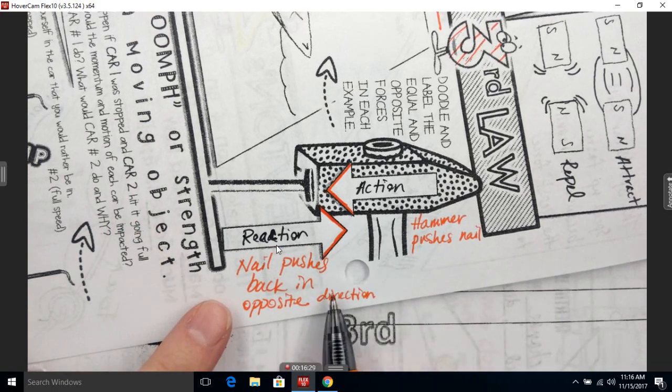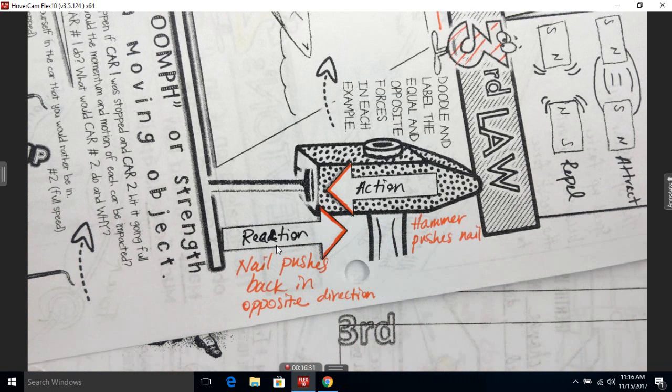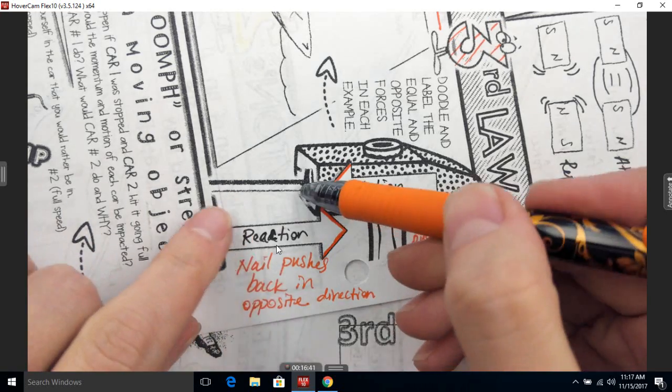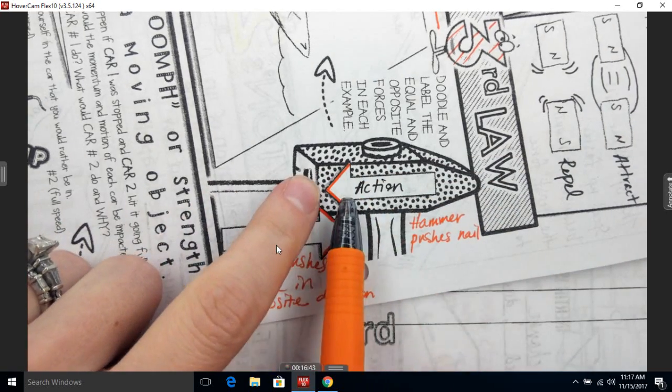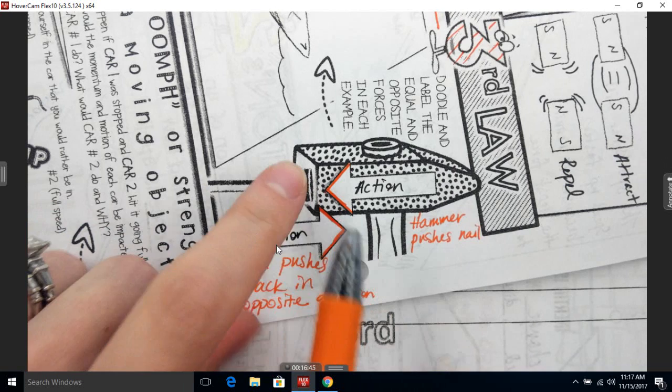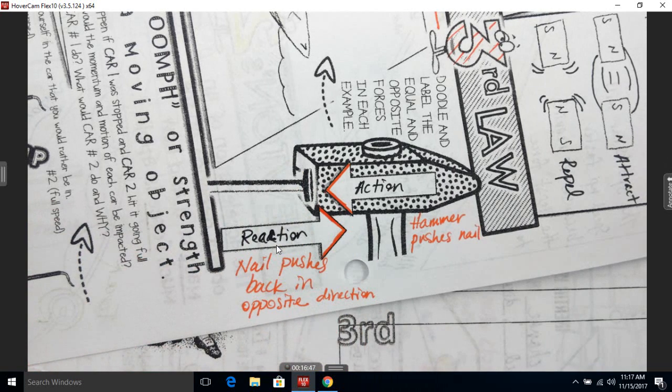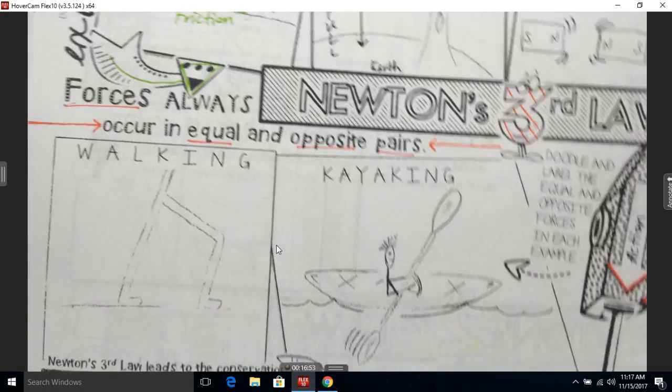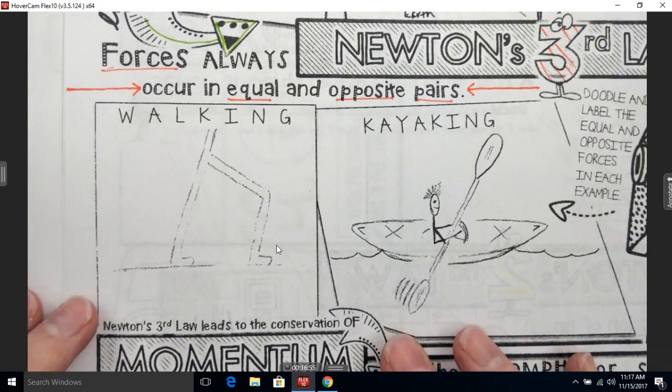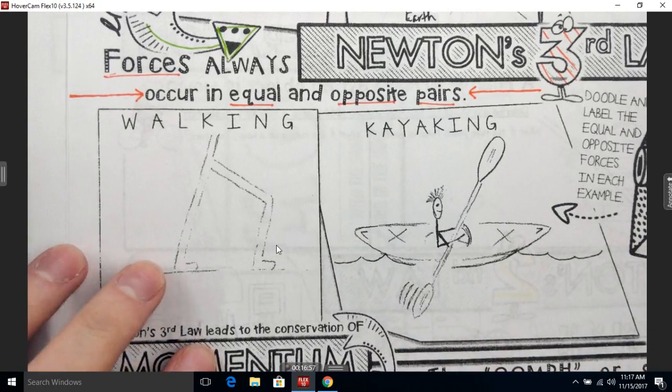Are we okay with this? See, because one object puts a force on a second one, and the second one puts an equal force in the opposite direction. You know how whenever you use the hammer, you can actually feel it make the contact with the nail? That's the nail pushing it back. Okay?